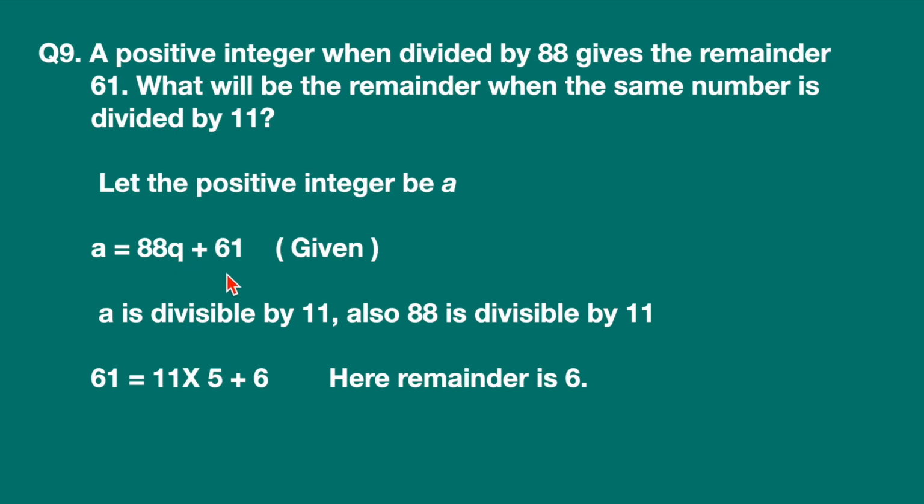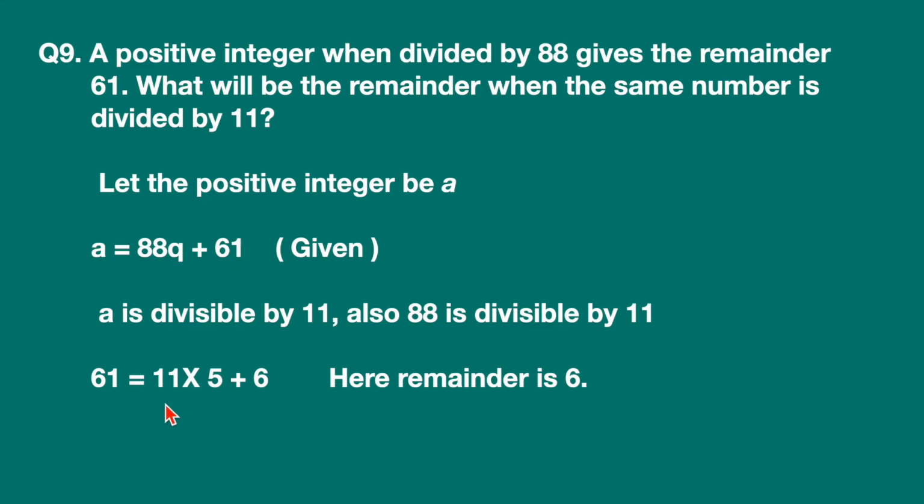This is the lemma. Now they are saying that when the same number is divided by 11, what will be the remainder? So now we are going to divide this number by 11. If we divide this RHS by 11, this part will be divisible because 88 can be divided by 11. Let us try to divide 61 by 11.